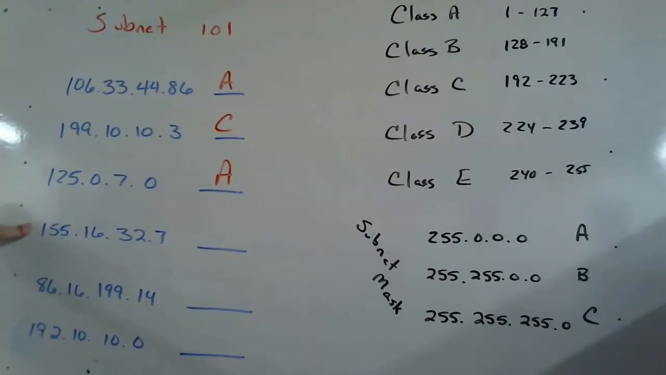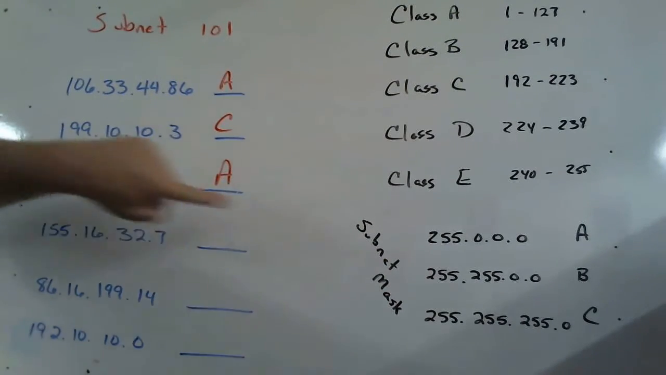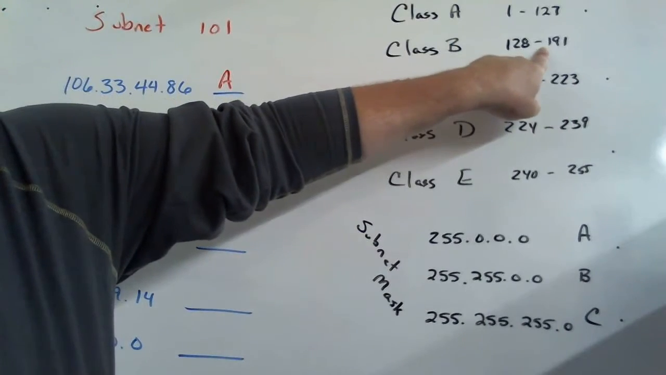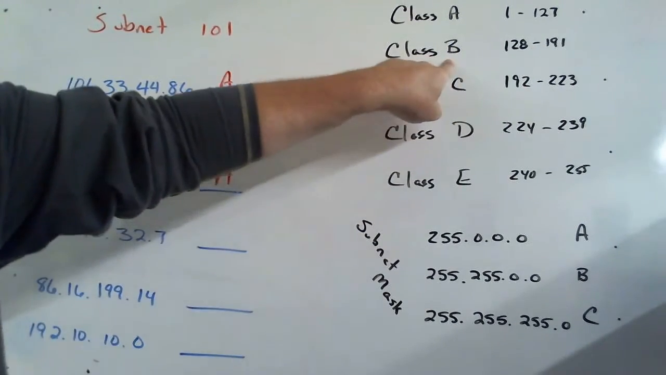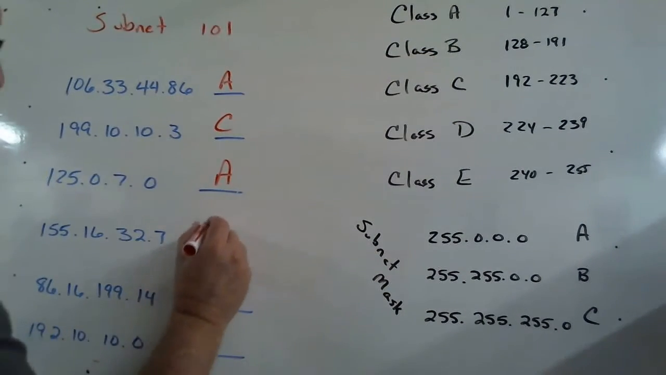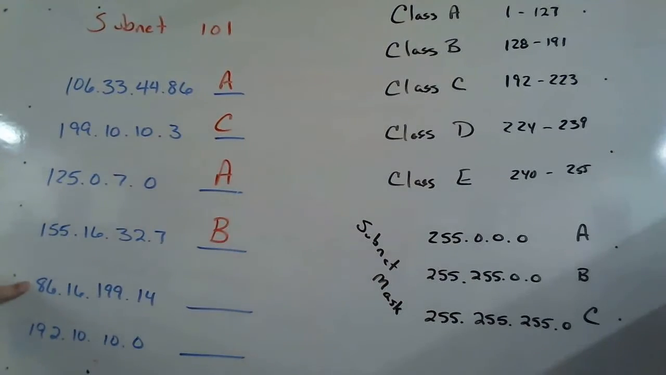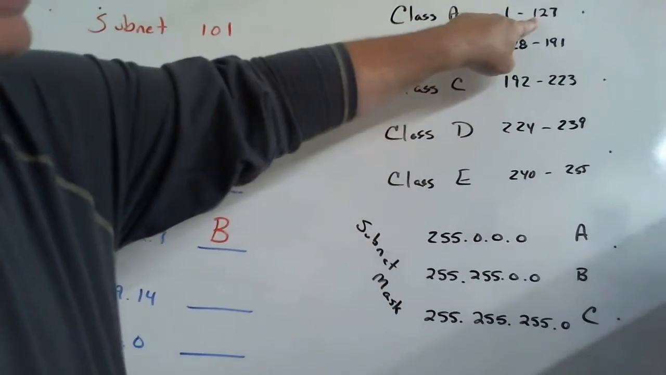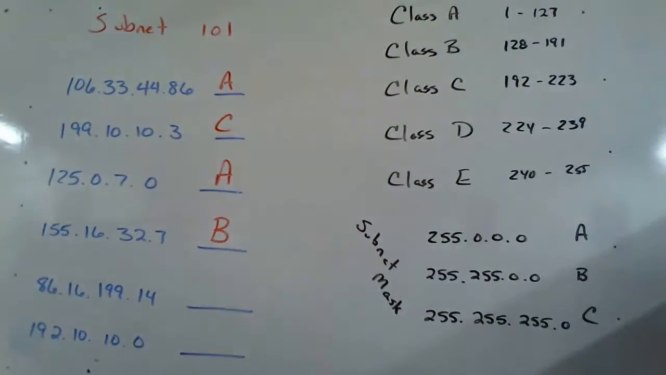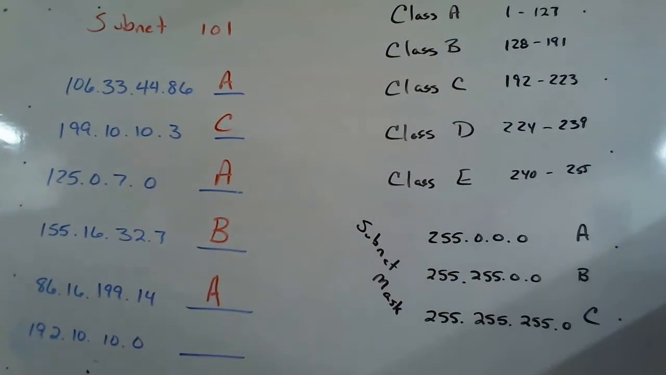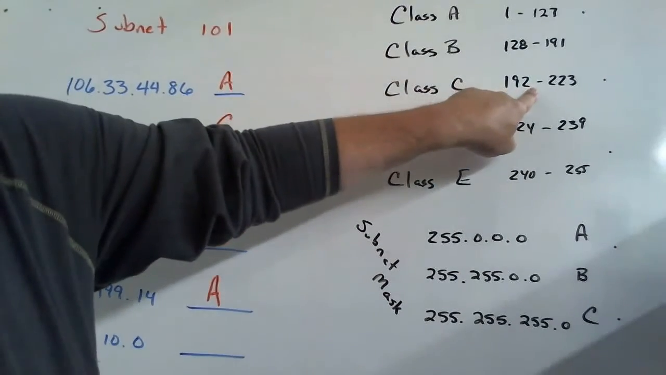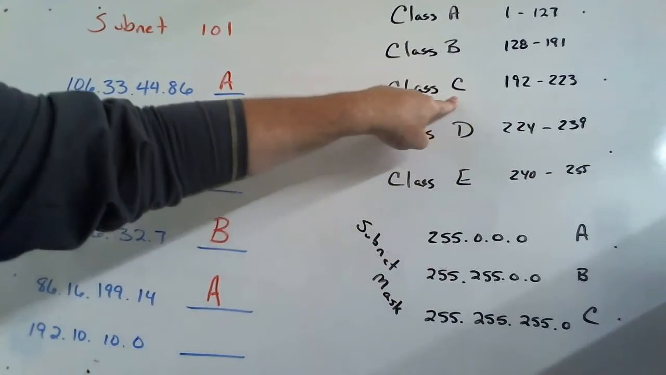Next is 155. Where does 155 fall in place? What happens to be between 128 and 191? So it's a class B. 86 is going to be another class A. And last but not least, 192. When we look over here, 192 is a class C.